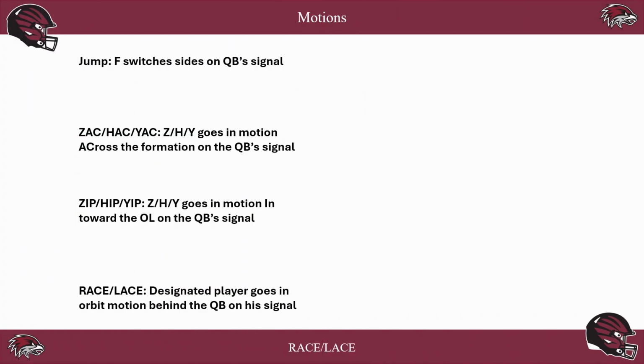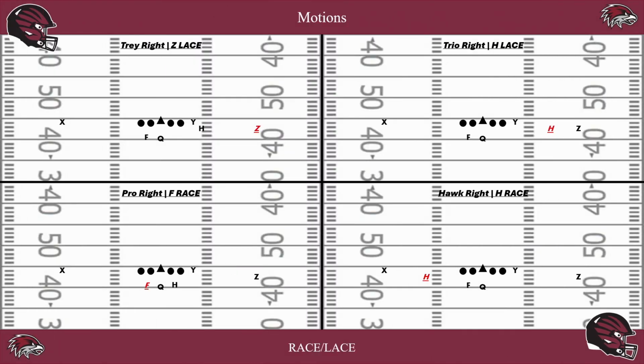For race and lace, we will designate a player to go in motion, then that player will orbit behind the quarterback on his signal. In the top left, we see Z lace, where the Z orbits behind the QB to the left. In the top right is H lace, with the H doing the same thing. In the bottom left, we see F race, with the F orbiting behind the quarterback to the right, and finally H race in the bottom right, with the H orbiting behind the quarterback to the right.